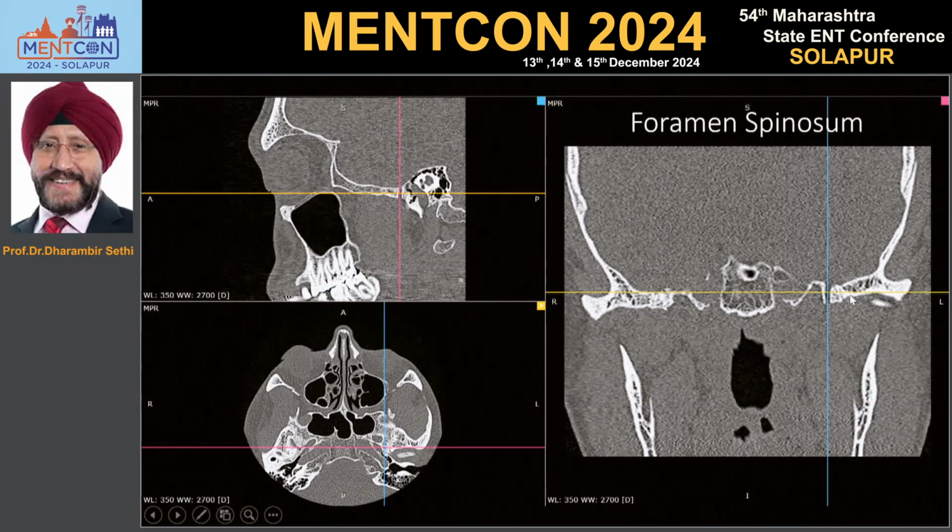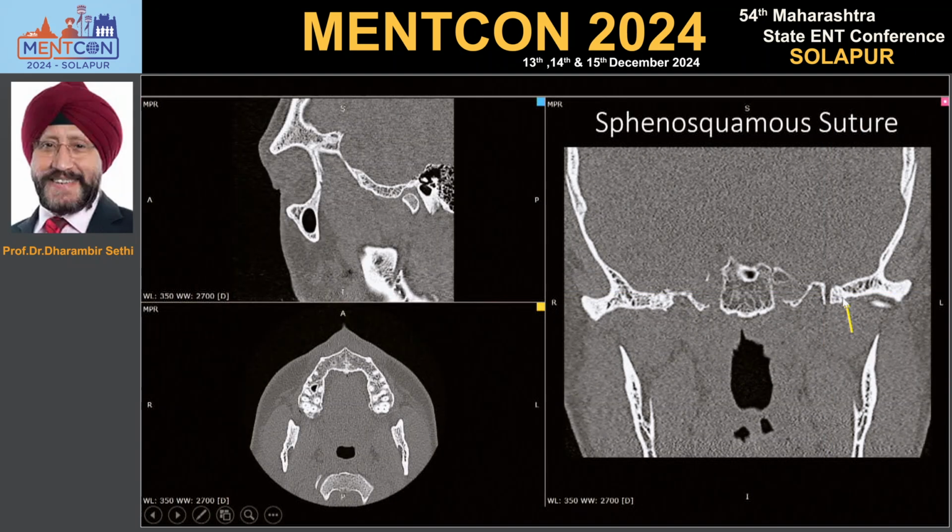This is the foramen spinosum. Lateral to that, you see it in the same plane as the inferior alveolar nerve, and the middle meningeal artery passes through the foramen spinosum. Lateral to that is the spheno-squamous suture, and this is the junction with the squamous part of the temporal bone.